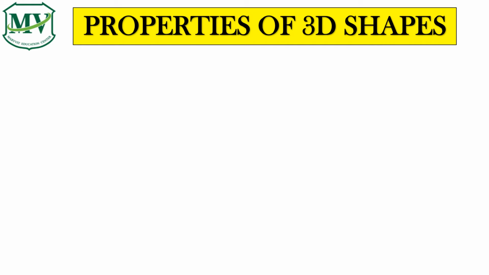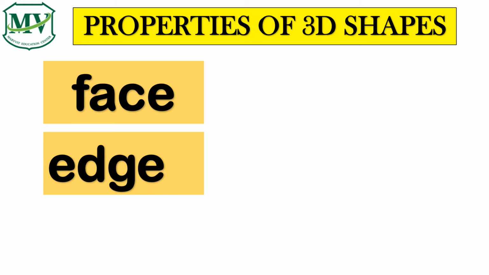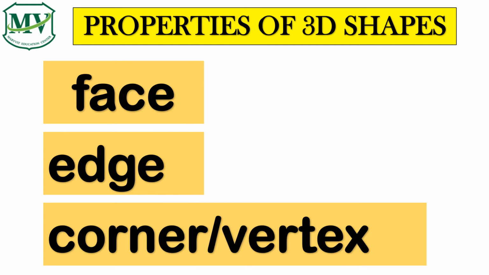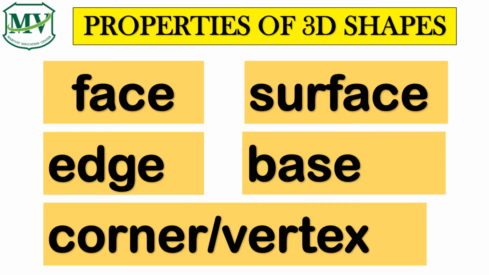Let's review the properties of 3D shapes. The flat surface of a 3D shape is called face. Edge is the line where two faces meet. The corner or vertex is where two edges meet. The curved part of a 3D shape is called surface. We can also call it curved face. Lastly, the base. It is the bottom part of a 3D shape.